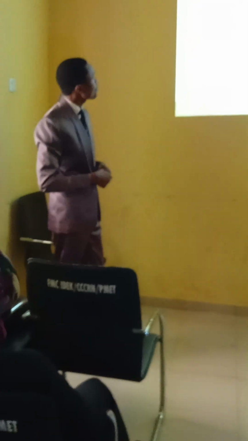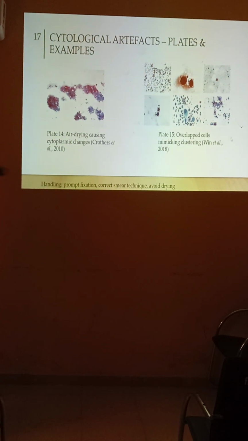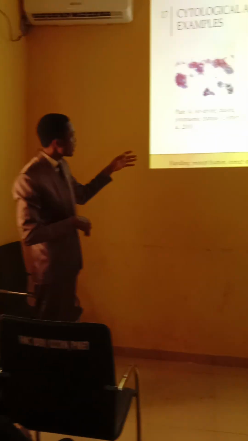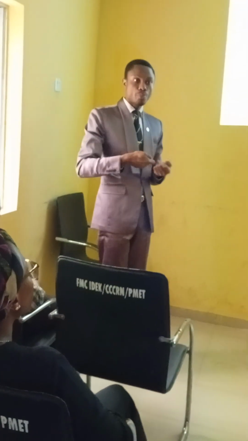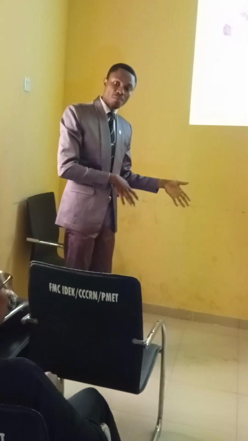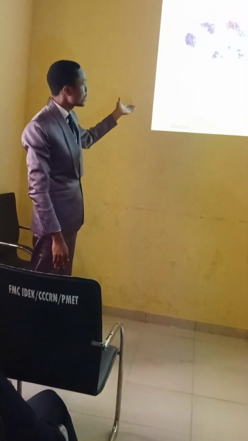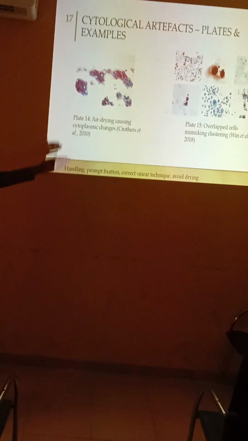The next slide. So these are some of the plates for cytological artifacts. Here, plate 14 shows us air drying causing cytoplasmic changes. Normally, cytological slides, immediately they are done, they are supposed to be introduced into a fixative. But if that slide is allowed to dry before introducing it to fixative, the staining will not come out well. And that's why it's important that all cytological slides should be introduced to fixative immediately so that the staining can come out well. Then the next slide shows us overlapping cells mimicking clustering.